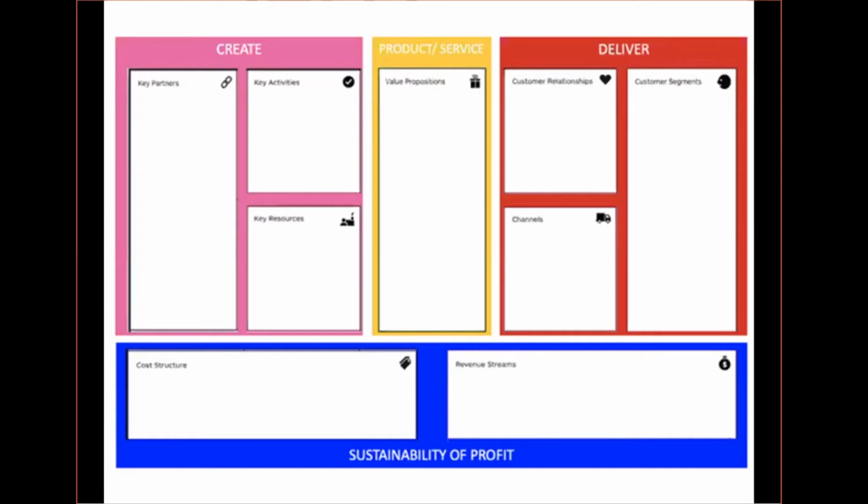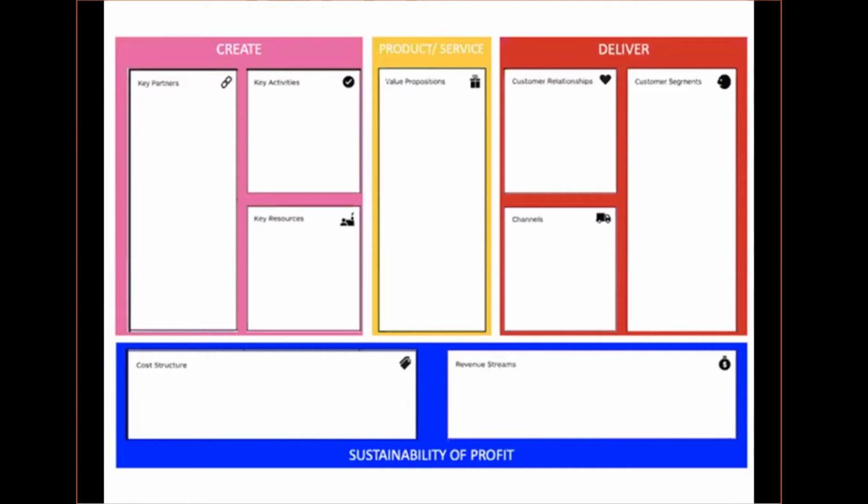In the create aspect, we have three components: key partners or key partnership, key activities, and key resources. These are the things that companies will need to have in order to create the product or services. And then after that, the business has all these things, and it will create the product or services.